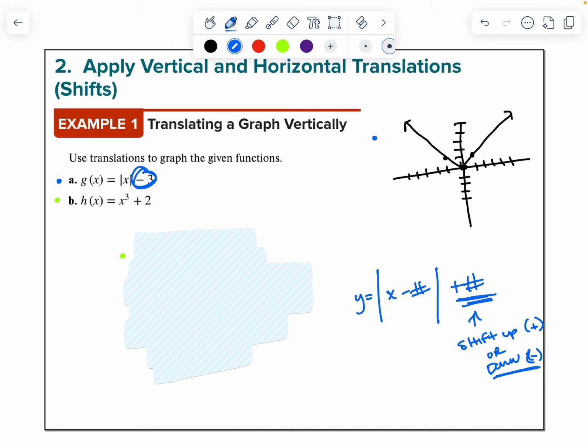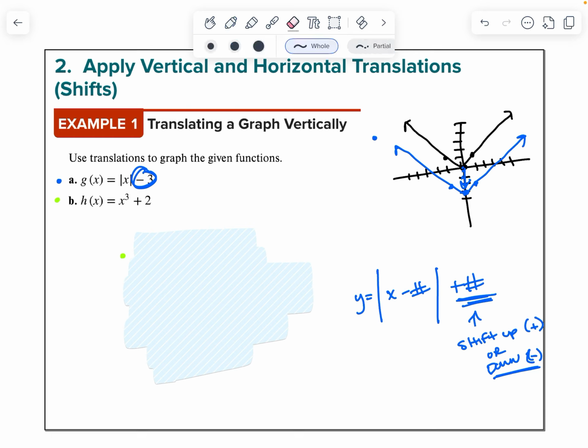So I'm going to take all 3 of those points in my main function, and I'm just going to shift them down. 1, 2, 3. The same thing with that point 1, 1, shift it down 3. Negative 1, 1, I'm going to shift it down 3. I just shifted them all down 3 units. And now I can draw my V shape back through. Notice what happened is my entire graph was shifted down 3 units. You see that? The entire graph was shifted down 3 units.